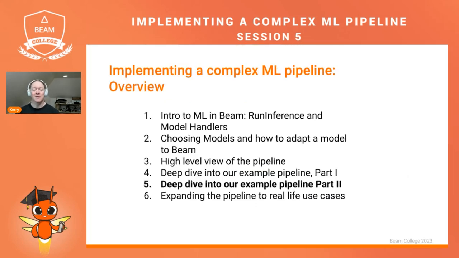If you remember from any of the previous sessions, we've talked about how to establish a machine learning model using the Beam RunInference transform and ModelHandler class. We talked about how to choose models and adapt them to Beam. We took a high-level overview of the pipeline we're using in this course. And last session, we did a deep dive into the first half of that pipeline, the actual Beam code. Now we're onto the second half, and we'll get to run the whole pipeline end to end.